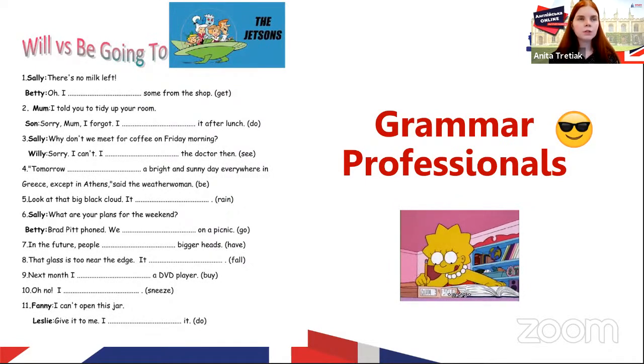So, guys, you need to have this word get. It's very important to use this one. And you also need to use will or be going to. And I can see your first answer from there.